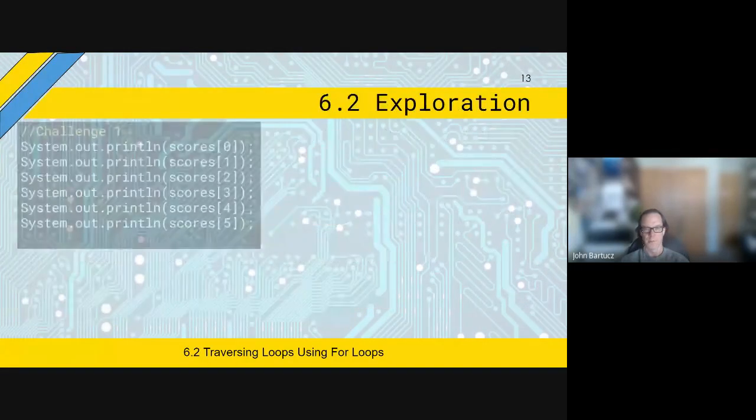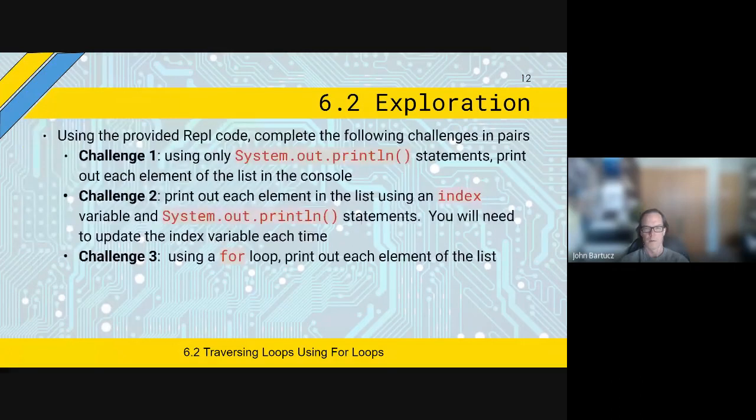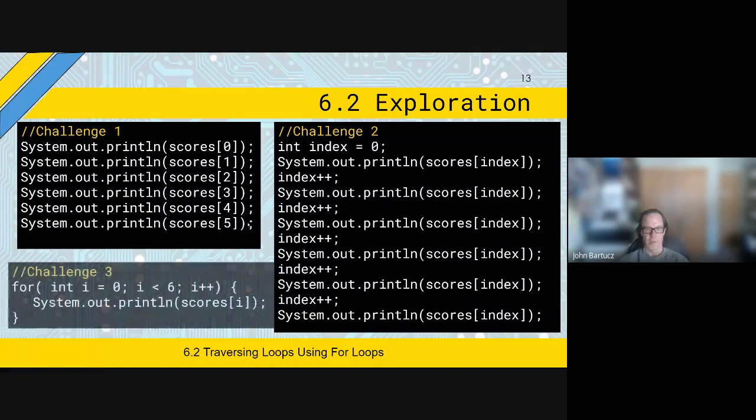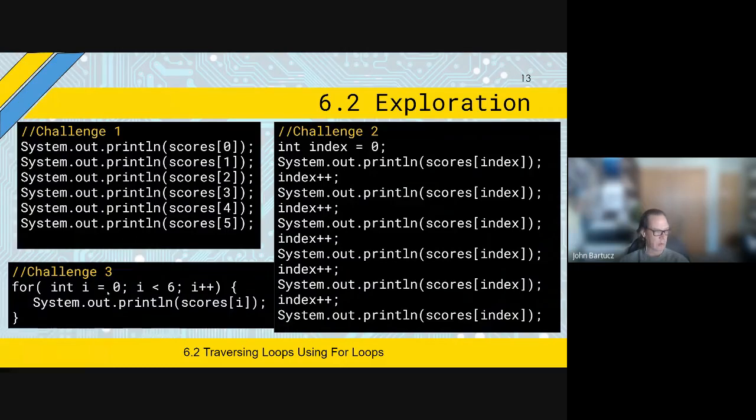I don't have it there, but right, this has 6 elements in the array. So that's why it says i equals 0, i is less than 6. So if we used scores.length, that would be 6. That's the length of scores. So we could replace the number 6 in challenge 3 in that for loop with scores.length.